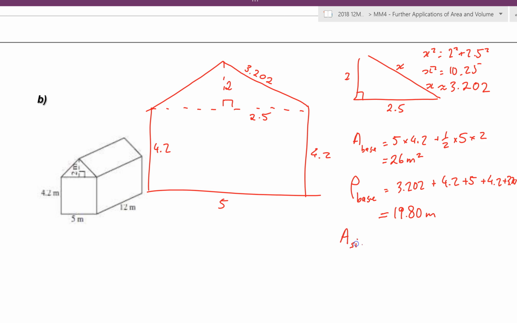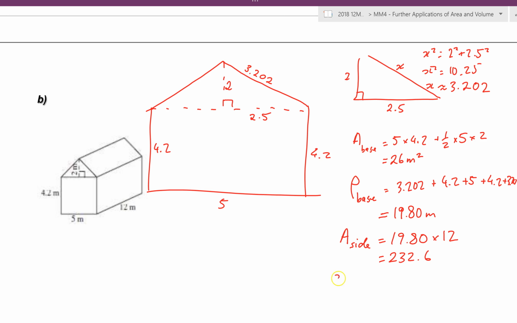The area of the sides then is equal to 19.80 times 12, the height of my prism, and that is 232.6. I'm rounding off. I'm losing decimal places as we go along because every time I do this, there's a rounding error that's creeping in. It's a good idea to just carry these figures on your calculator as you go along. But if you're going to write them down and start again, you're going to lose decimal places. You're going to lose significant figures every time you do this.